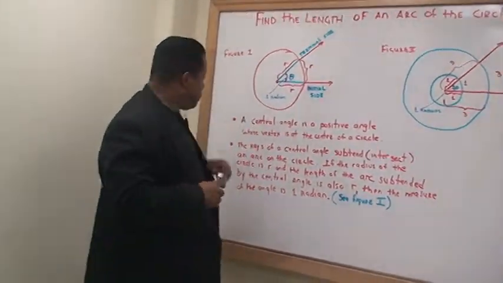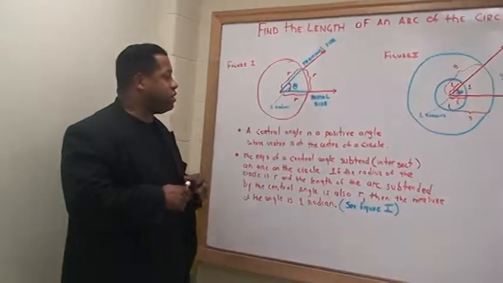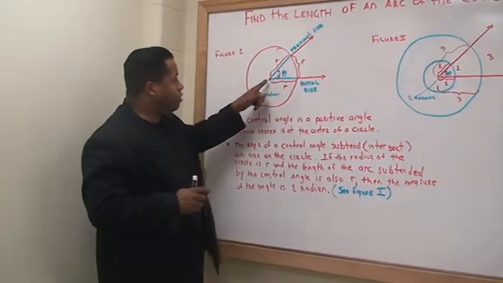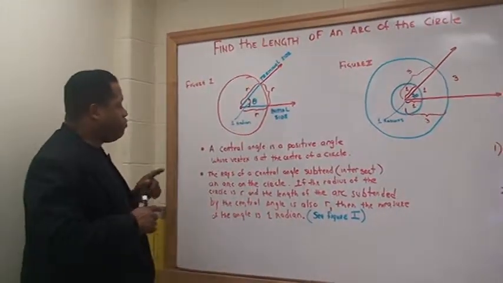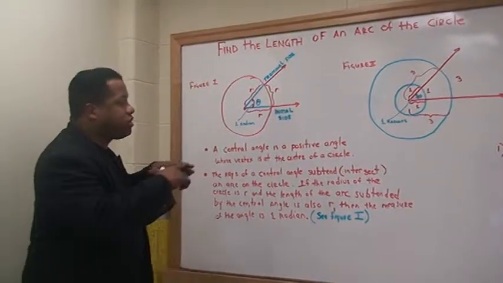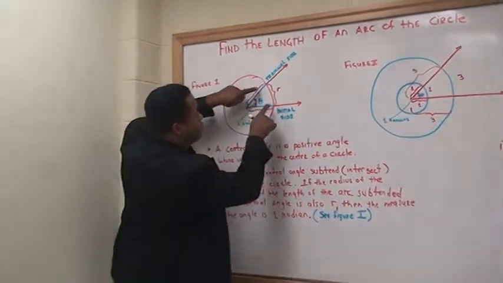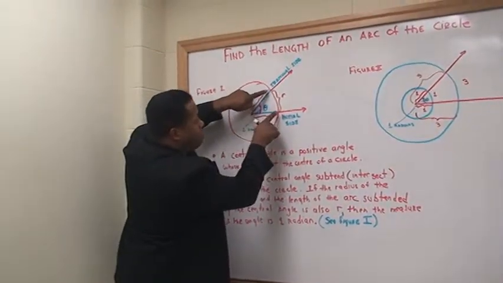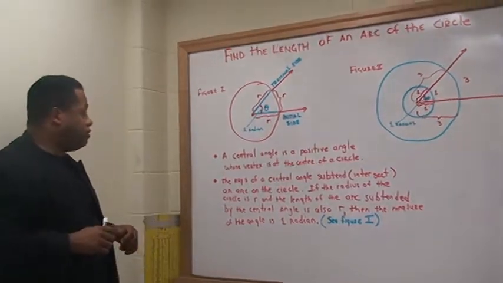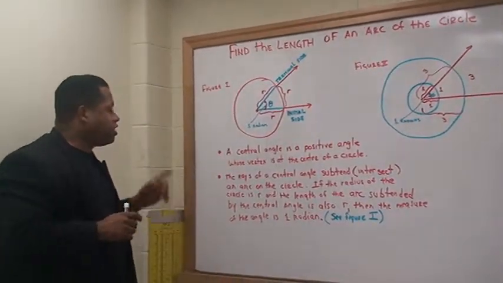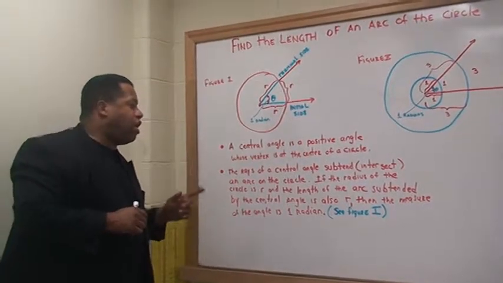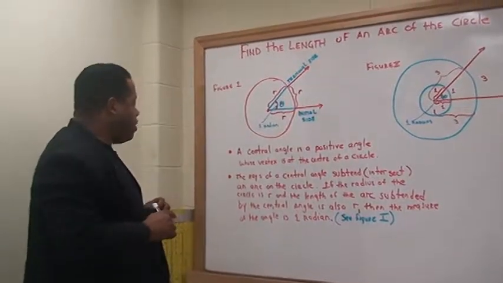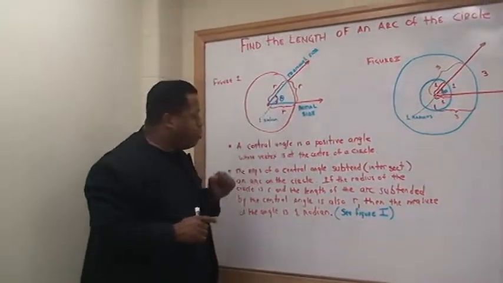For figure one, you have a central angle that is, of course, positive, whose vertex is at the center of the circle, right there. And the rays of the central angle subtend, or intersect, an arc on the circle. So it hits these points right here on the circle. And if the radius of the circle is r, and the length of the arc subtended by the central angle is also r, then the measure of the angle is 1 radian.